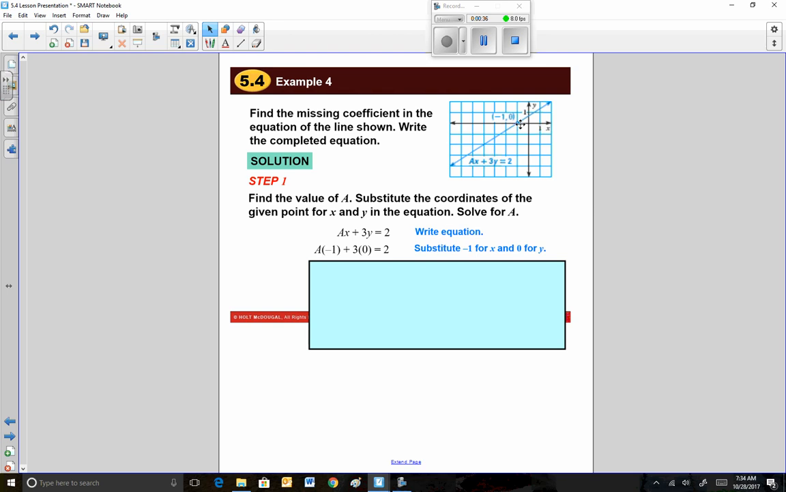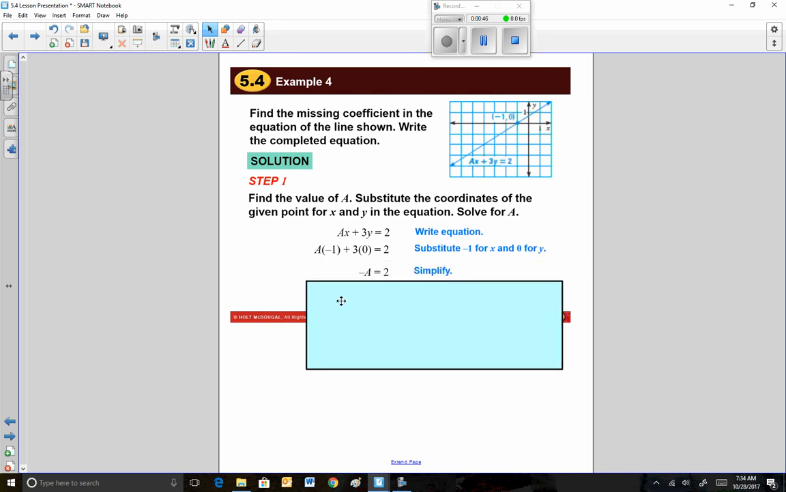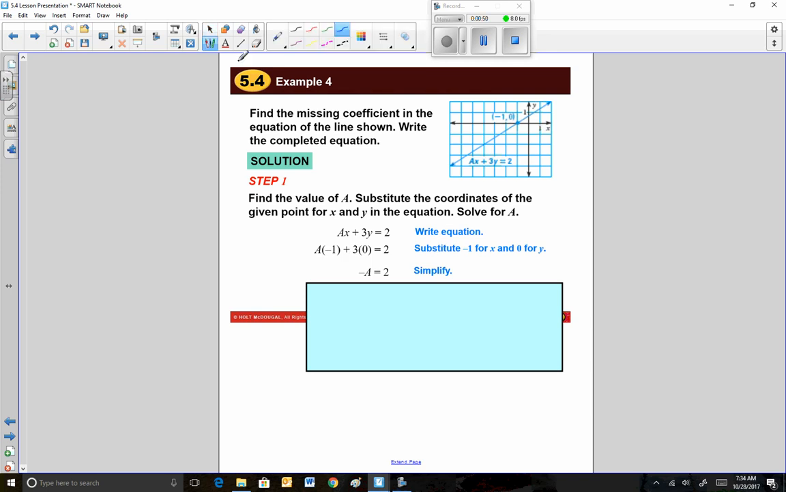X, there is a point here on the line, so we can use that X value, plug it in, take the Y value, plug it in, and now we have a negative A, and let me write this in because they skip a step on the writing. This is negative A plus 3 times 0, well that's nothing, equals 2. So now we bring it down, negative A equals 2.